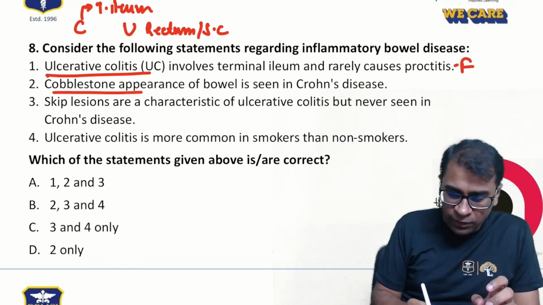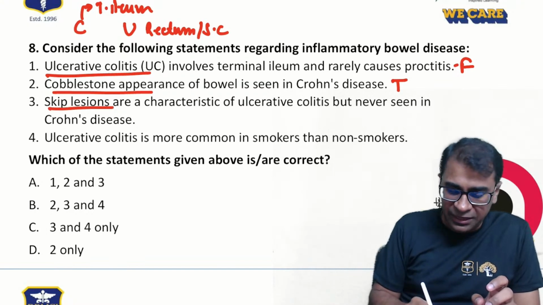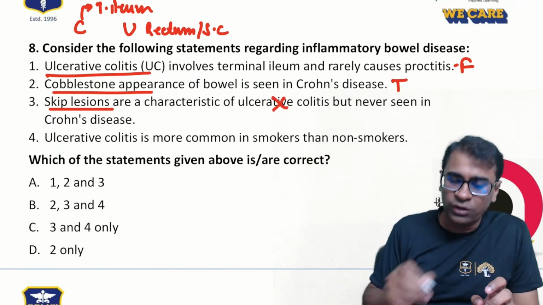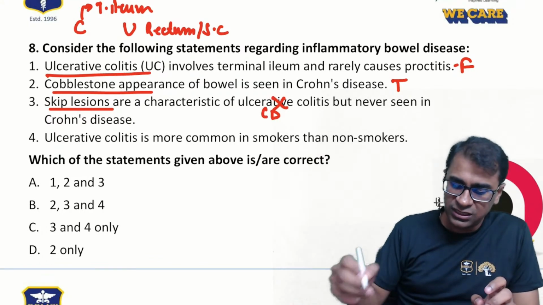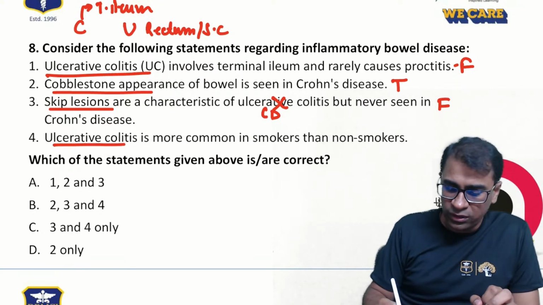Okay, cobblestoning is in Crohn disease, that is a true statement, there's no doubt about it. Skip lesions are characteristic for ulcerative colitis. No, skip lesion is not seen in ulcerative colitis, it is a finding of Crohn disease, and therefore this makes it a false option. And ulcerative colitis more common in smoker?